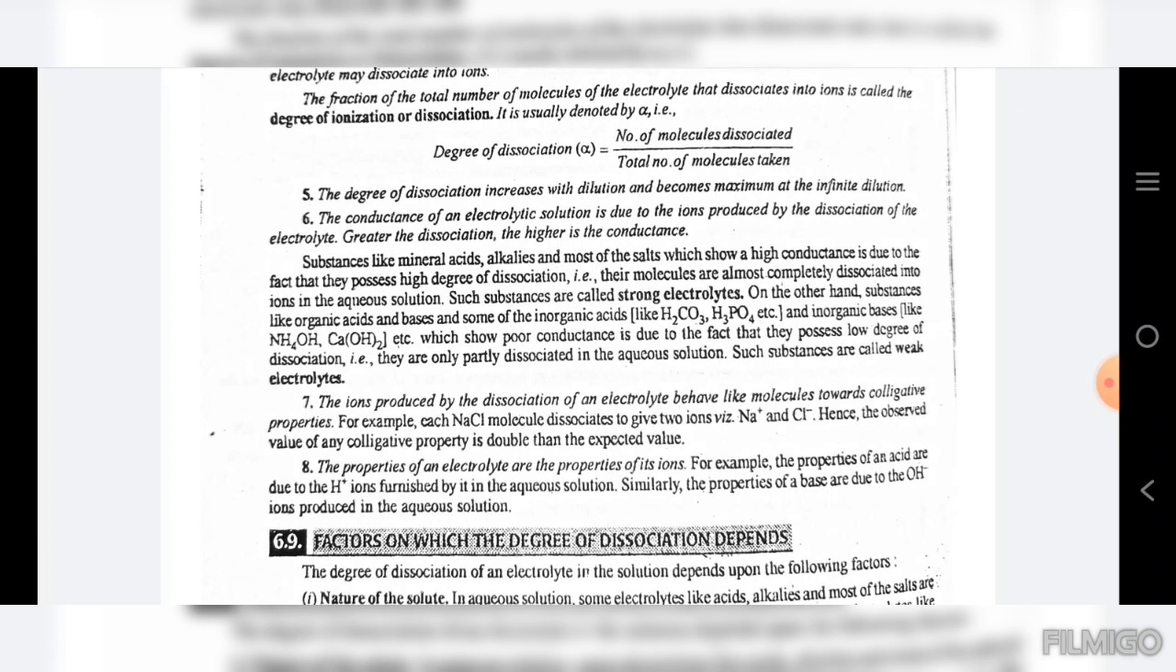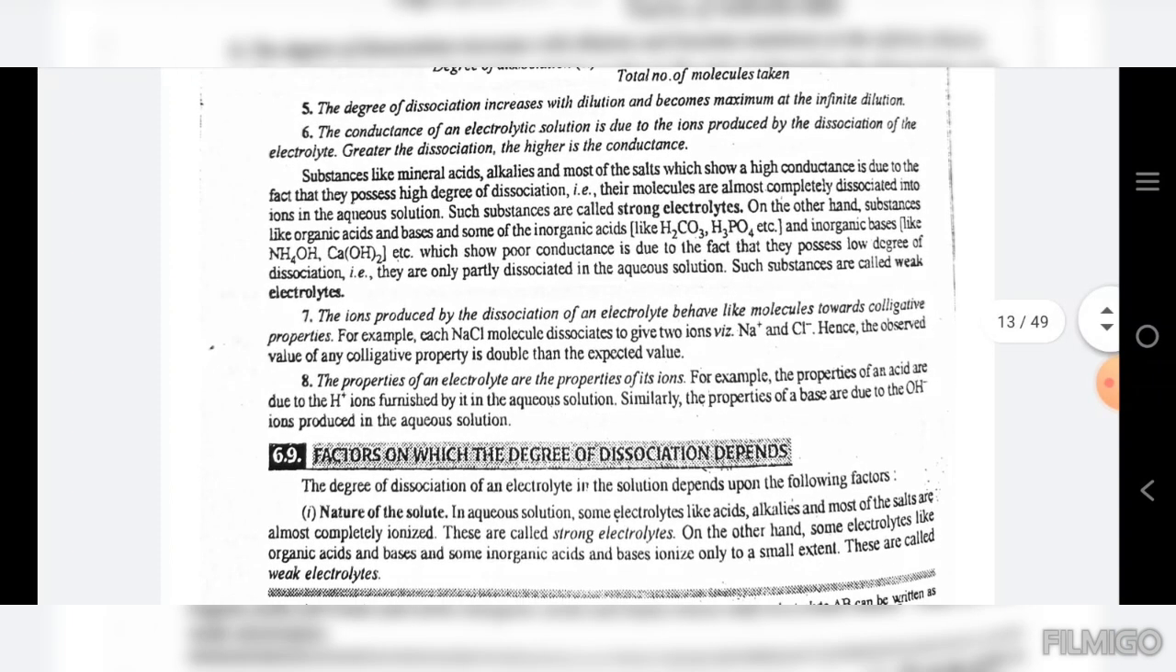On the other hand, substances like organic acids and bases and some of the inorganic acids like H2CO3, H3PO4, etc., and inorganic bases like NH4OH, Ca(OH)2, etc., show poor conductances due to the fact that they possess a low degree of dissociation. They are only partly dissociated in the aqueous solutions. Such substances are called weak electrolytes.